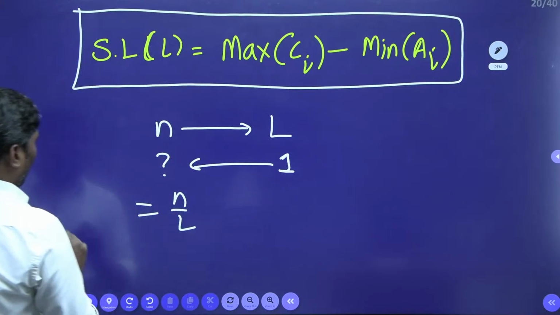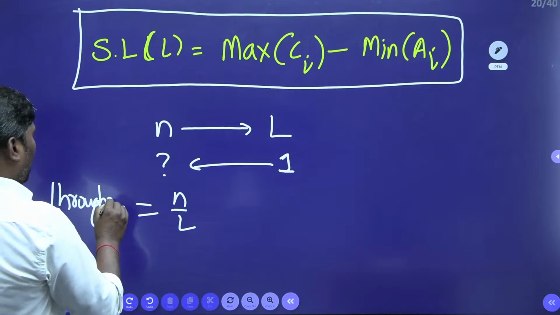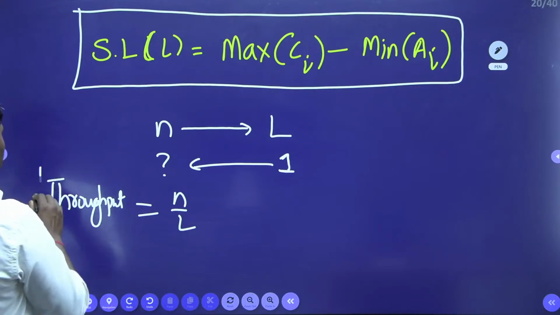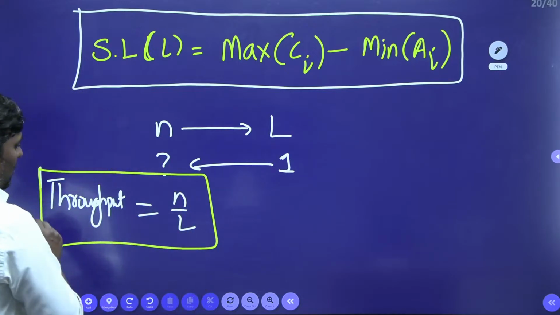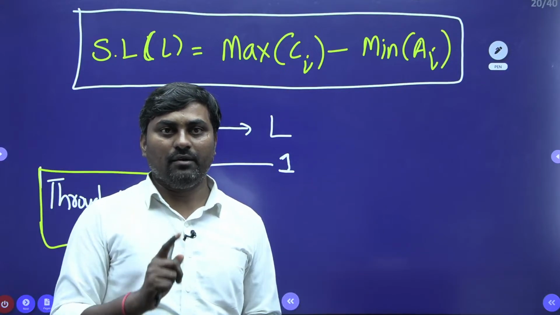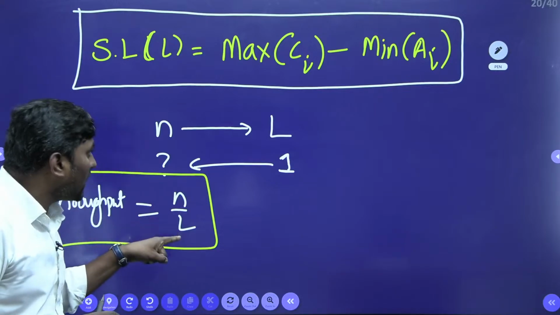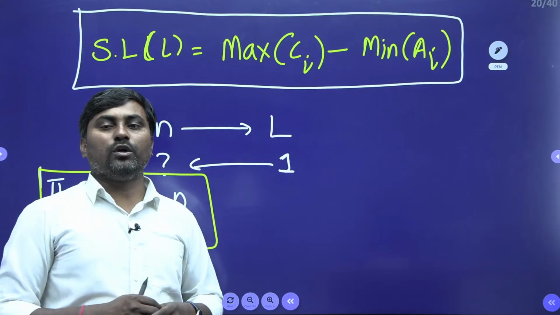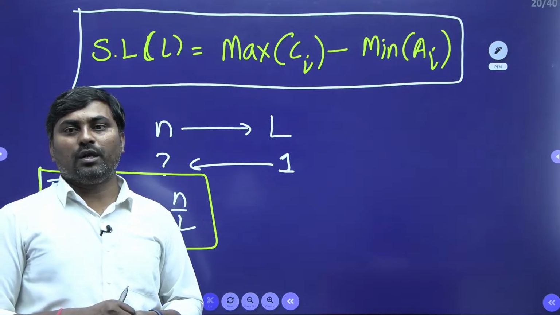This is the throughput of a system. In English, what is the verbal statement I gave for throughput? The verbal statement is the number of processes completed per unit of time, right? Number of processes completed per unit of time. Unit time is what? L.